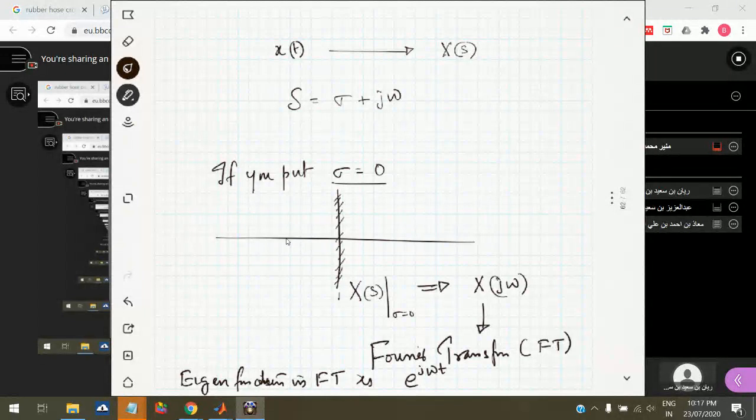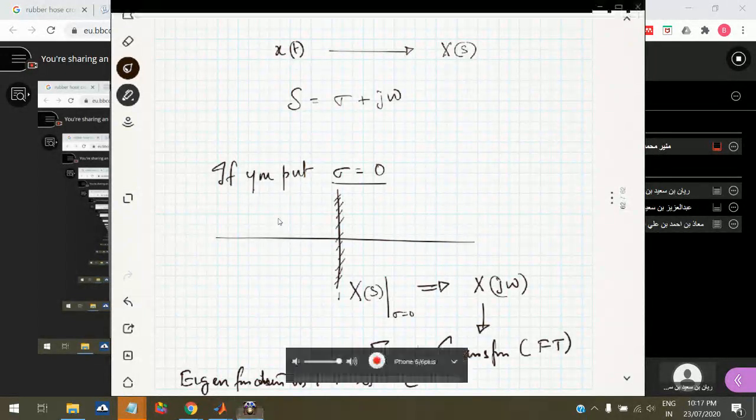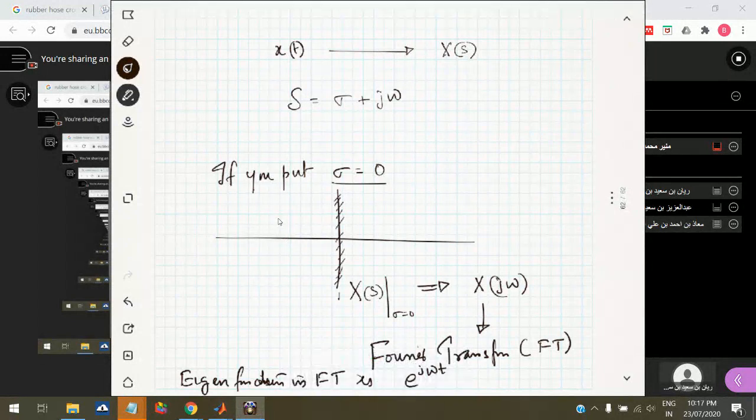There is another theory known as the state space approach. We model the system in the state space approach, and this is modern control theory. But what you are seeing now is the classical theory. And you know, Fourier made this theory.